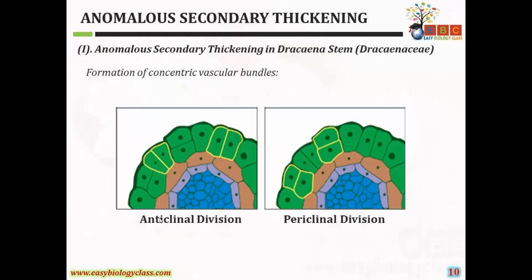Here is the formation of concentric vascular bundles. These divisions are called anticlinal divisions, whereas these divisions are called periclinal divisions. Periclinal divisions are parallel to these cells, whereas anticlinal divisions are perpendicular to these cells.